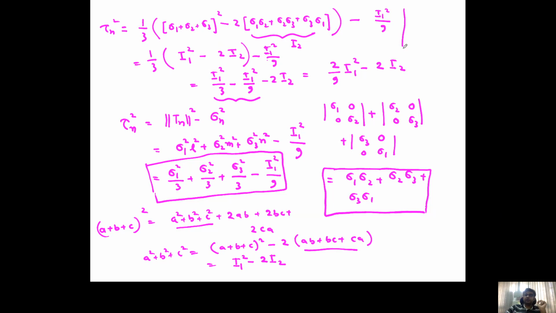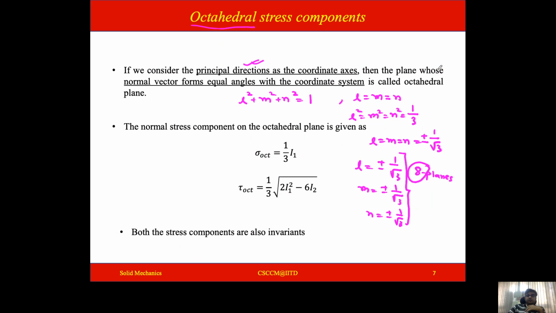So let me write it here. So tau n is equal to square root of 2 by 3 I1 square minus square root of 2 I2. Right? Yes. So this is the form that you get. This is the same form that we just showed you.